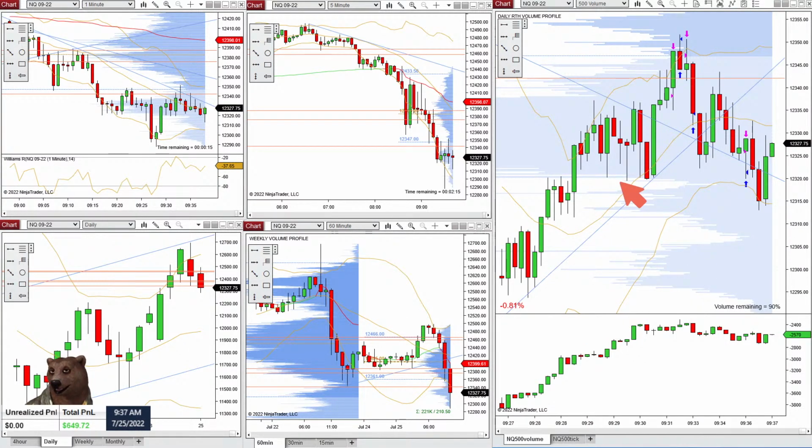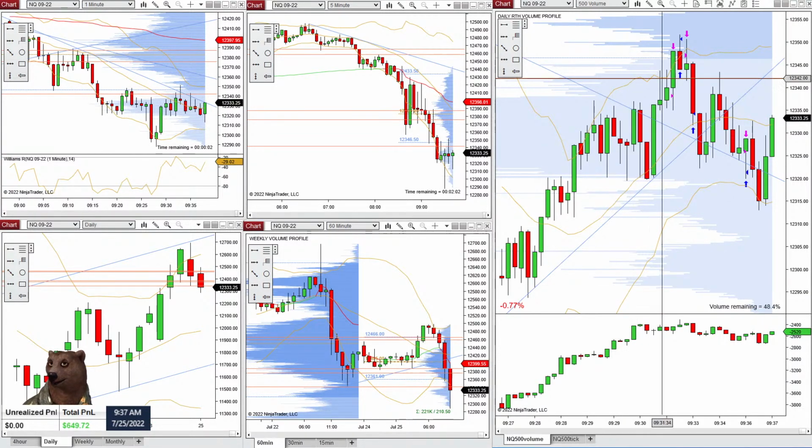Low volume node in here. You can see this ledge, lower volume. I mean, I think what you want to, Sync could easily pop to the upside easily.